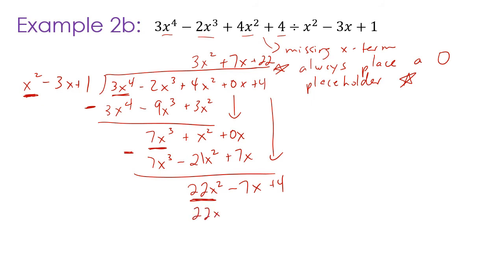Multiply: 22x squared minus 66x plus 22. Subtract. Those first terms cancel perfectly. Negative 7 minus negative 66 is really plus 66, so that's 59x. 4 minus 22, negative 18. Nothing else to bring down. That's our remainder. And this is a good example because it shows you about the 0 placeholder, but also that your remainder doesn't have to be just numbers. It could also have variables in it.